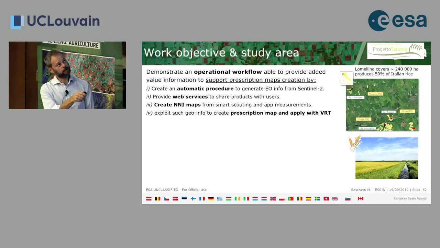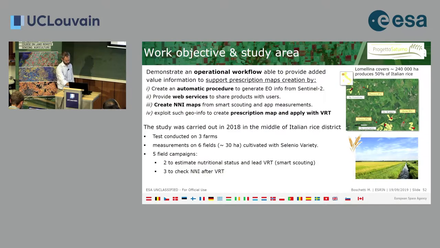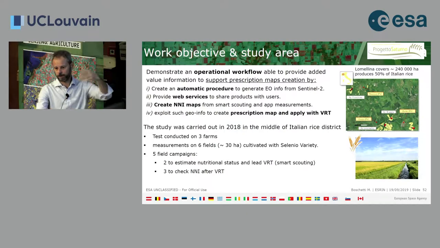We distributed that with a web service, and we created the NNA map in conjunction with the farmer using the smart scouting application, and I'll show you. But we wanted to take a step forward and apply those maps directly in the season in the fertilization activity. Okay, here are the characteristics of the experiment you will have in your material.